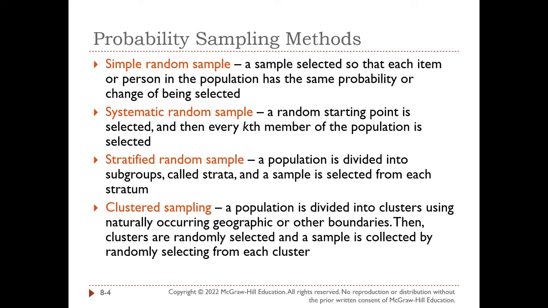But we have also systematic random sampling, where a random starting point is selected, and then every nth member of the population is selected. So we actually create a system and go, okay, from right here at this point, every 5th person or 100th person in our population is going to get pulled.